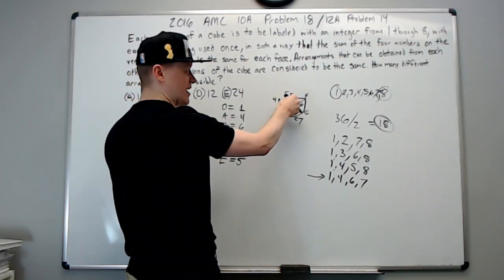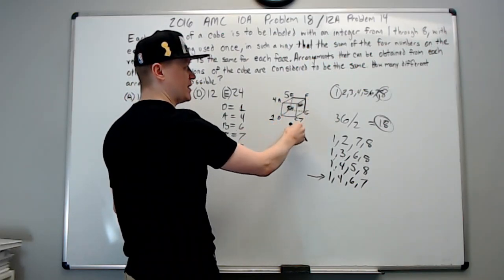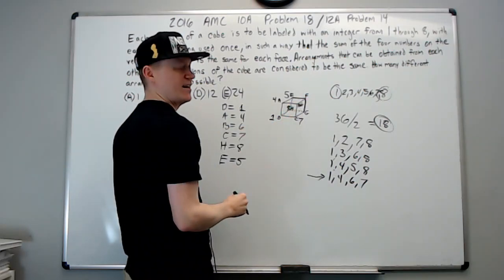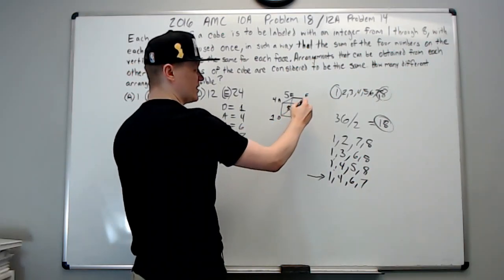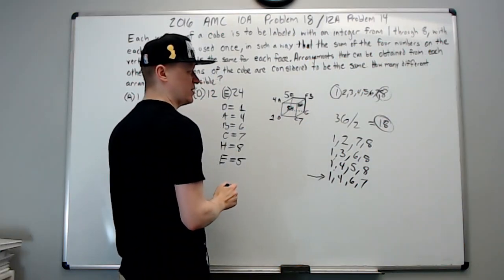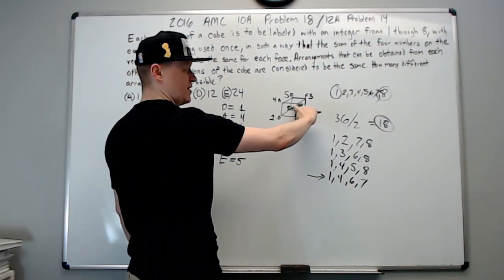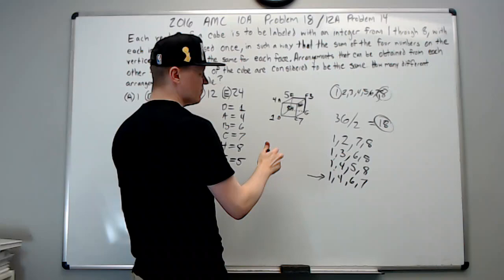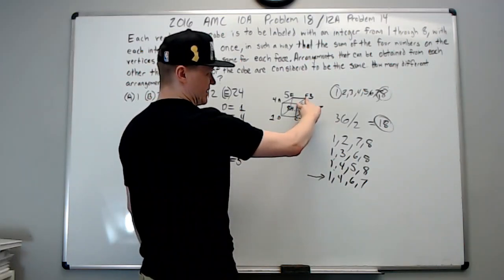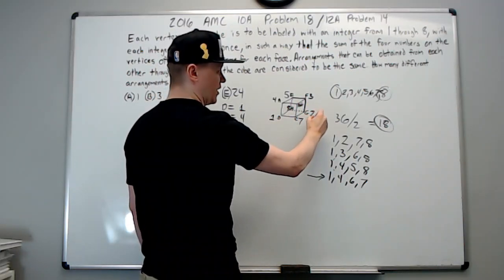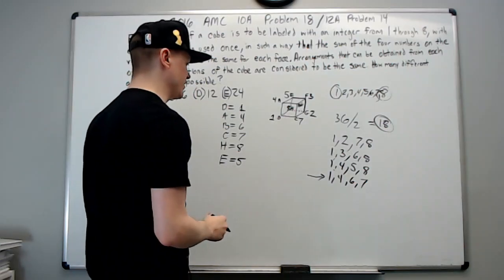Further, now this is 9. In order for the top face to be 18, this must be 9 also. So 6 and 3 would have to go here to make the 9 sum on this edge, BF. Okay? Then again, that's 9. This must be 9 also. There's only one term left. It must be a 2 that goes there.